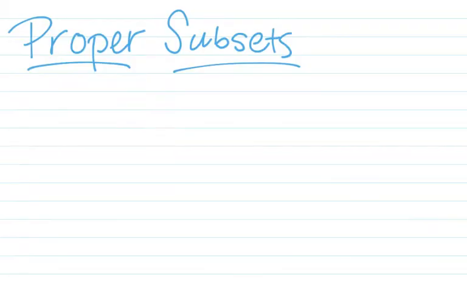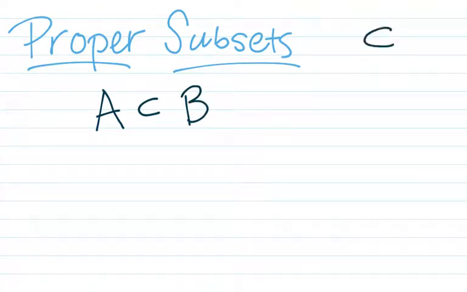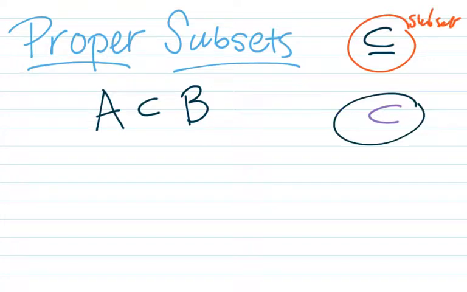Anyway, all right, so let's talk about proper subsets. The way we represent proper subsets is with this symbol. Instead of this, which is a subset here, a proper subset is just the top symbol. So this one up here is subset, and this one below is proper subset.